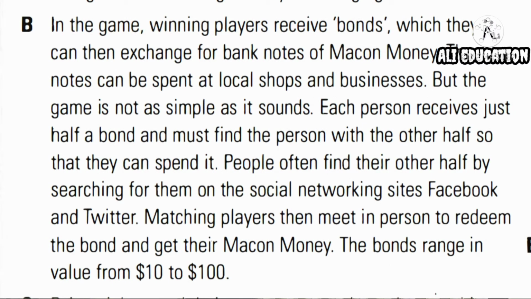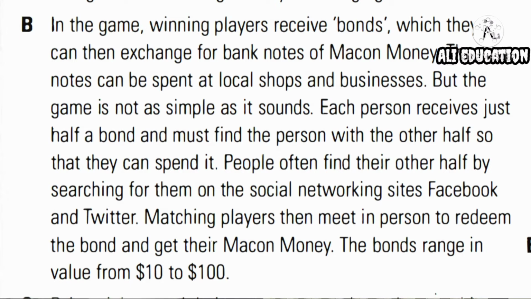In the game, winning players receive bonds, which they can then exchange for banknotes of Macan money. These notes can be spent at local shops and businesses, but the game is not as simple as it sounds. Each person receives just half a bond and must find the person with the other half so that they can spend it. People often find the other half by searching for them on the social networking sites, Facebook and Twitter. Matching players then meet in person to redeem the bond and get the Macan money.